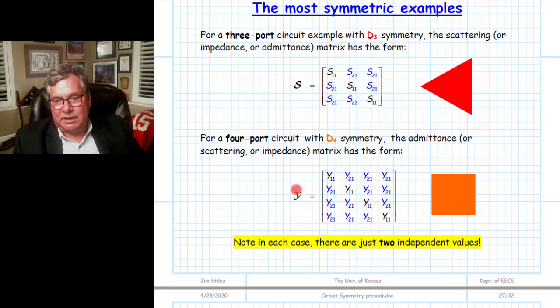And so to find the full scattering matrix, for example, of a 4-port device with this level of symmetry, we would only need to find S11 and S21, and then we could fill in the remainder of that scattering matrix.